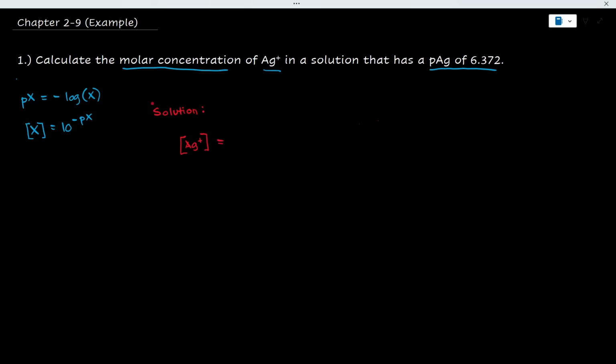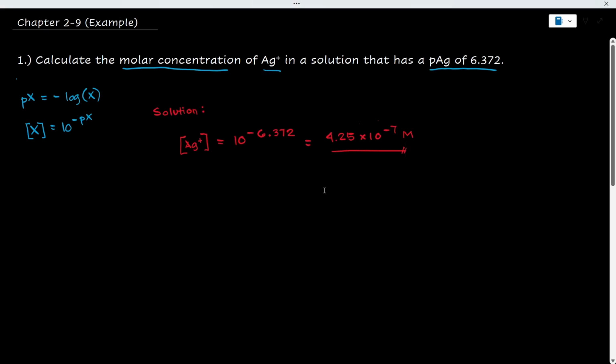That would be 10 to the negative px. Our px is pAg, which is 6.372. Using our calculator, that would be 4.25 times 10 to the negative 7, in molarity units. It's very easy, right? That's how you find the molar concentration with the given p-value.